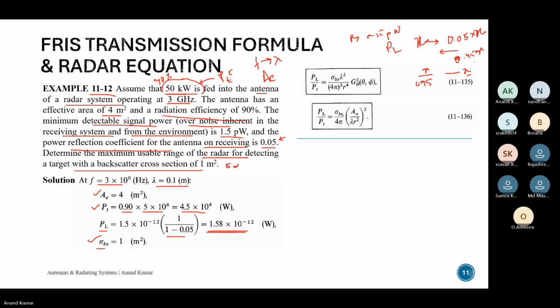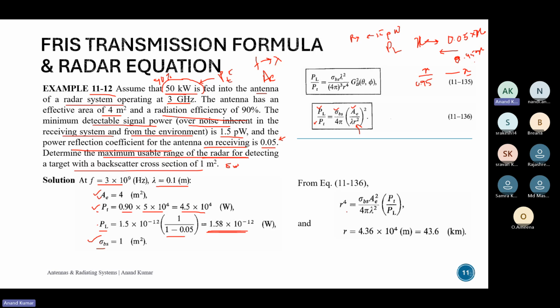Which expression should we use? So we have AE, PT, PL, and sigma BS. So we'll use this expression. We have PL, PT, sigma BS, AE, and we need to find out the distance. Determine the maximum usable range of the radar. So we have to calculate the range of the radar. Rearranging this expression, we'll have R to the power 4 on the left hand side, and bringing all other terms to the right hand side, we have sigma BS, A E squared, 4 pi over lambda squared, and PT upon PL. Substituting all the information from here and then taking the fourth root, use a calculator and you'll get 4.36 times 10 power minus 4 meter, which means the range of the radar is 4.36 kilometer.